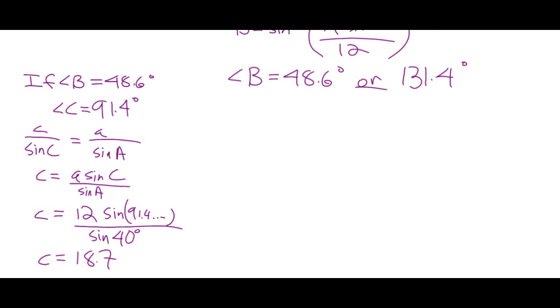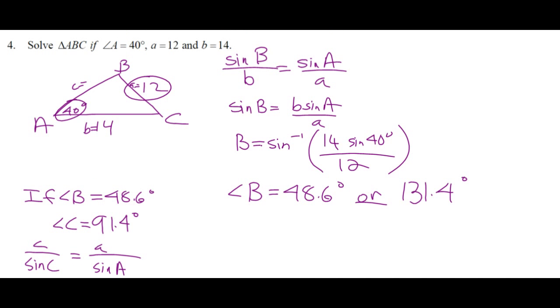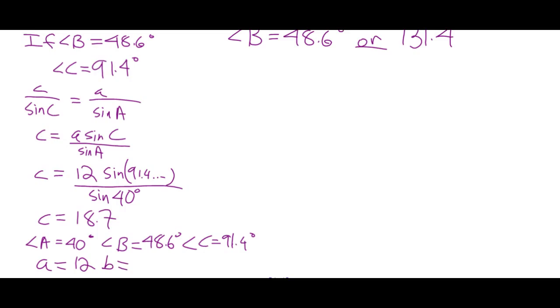Are there units on this, like centimeters or anything? No. Okay, then we're good. So if you want to summarize this: angle A is 40 degrees, angle B is 48.6 degrees, angle C is 91.4 degrees, little a is 12, little b is 14, and little c is 18.7.